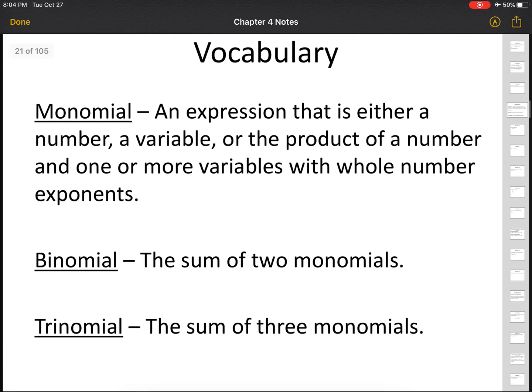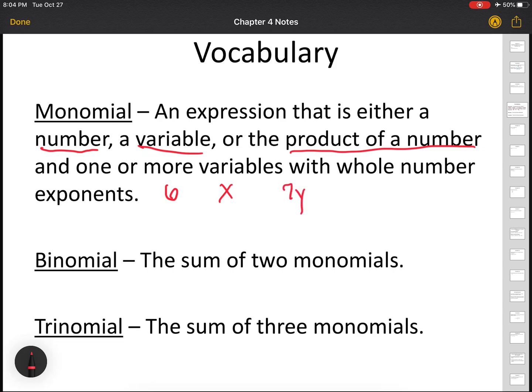A little bit of vocab. A monomial is an expression that is either a number, a variable, or the product of a number and one or more variables with whole number exponents. So a monomial could be a number such as just regular old 6, or it could be a variable like x, or the product of a number and a variable. So that could be like 7y.